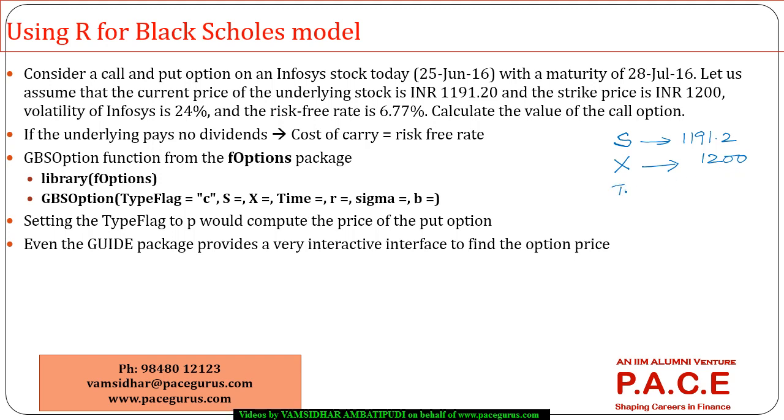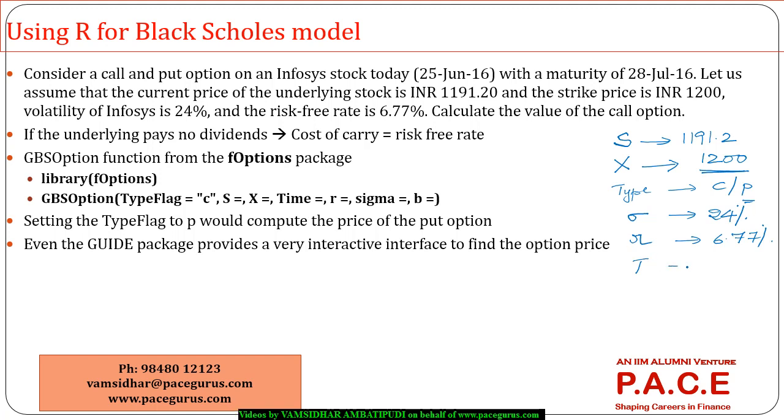Then what is the type of the option? Is it a call or a put? If it is a call, I'll buy at 1200 at a future date. If it is a put, I'll sell at 1200 at a future date, one share of Infosys. That's where I need to know whether the option is a call or a put. Then I also need the annual volatility of the underlying stock, which is Infosys here, 24%. The risk-free rate of return, which we'll take as 6.77%.